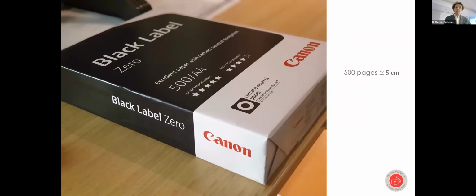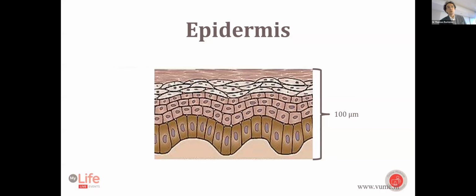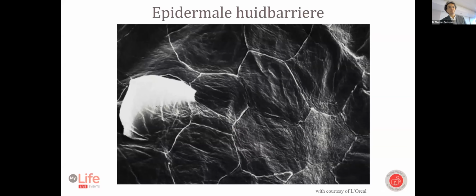And to illustrate this, I've taken a photo of a 500-sheet pack of paper. 500 sheets are more or less 5 centimeters thick. If you divide 5 centimeters by 500 pages, then we end up that one sheet of paper has the same thickness, or the same thinness, as epidermis. So thin is our human epidermis. Keep this in mind. And this protects our body. This is already a function, and this is a function which is illustrated here. This is a close look from the outside on the stratum corneum, the horny cells, dead cells.